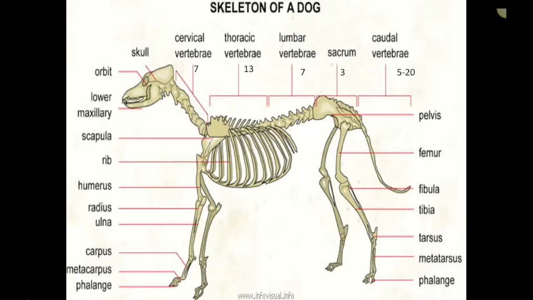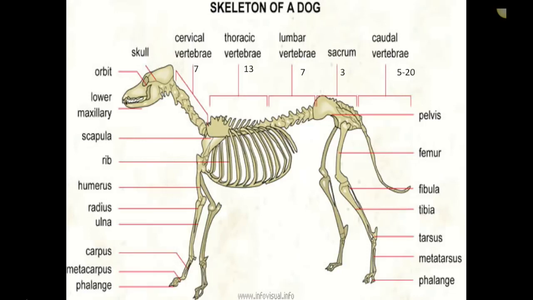Now, let's just show you here how it looks. So we've got our skull, and then we have 7 cervical vertebrae. We have 13 thoracic vertebrae, 7 lumbar, 3 sacral, and then caudal, the proper term is coccygeal, is 5 to 20. Why the heck do we need to know how many vertebrae are in each specific section of the spine? So really important for a few reasons.